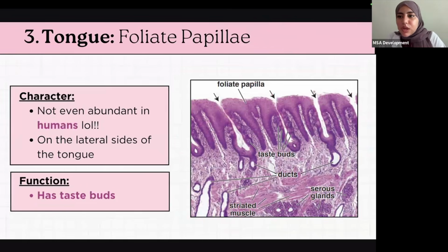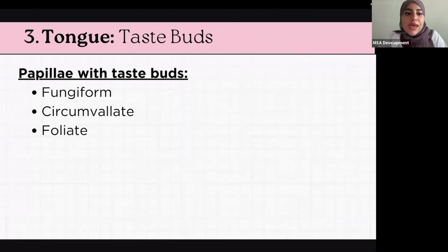I'm not going to spend 1 second on this. Humans don't have it. It has taste buds though. It has taste buds. What was the papilla that did not have taste buds? Filiform. Okay, this is considered, we don't have that many. It's mostly in animals. Okay, now, as I said before, fungiform, circumvallate, foliate have taste buds, very important.